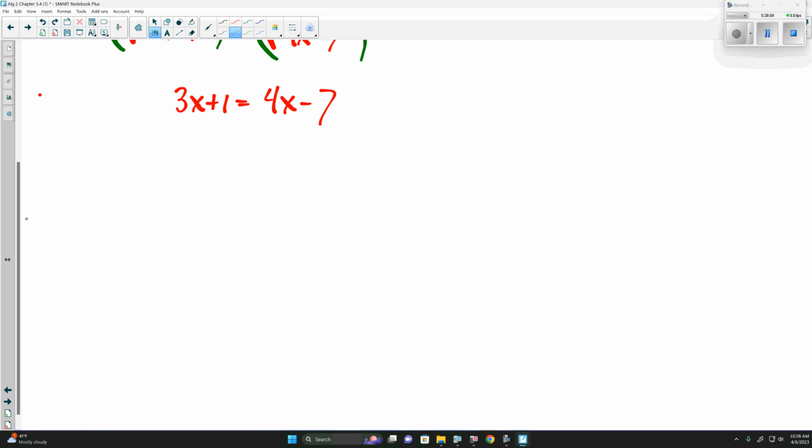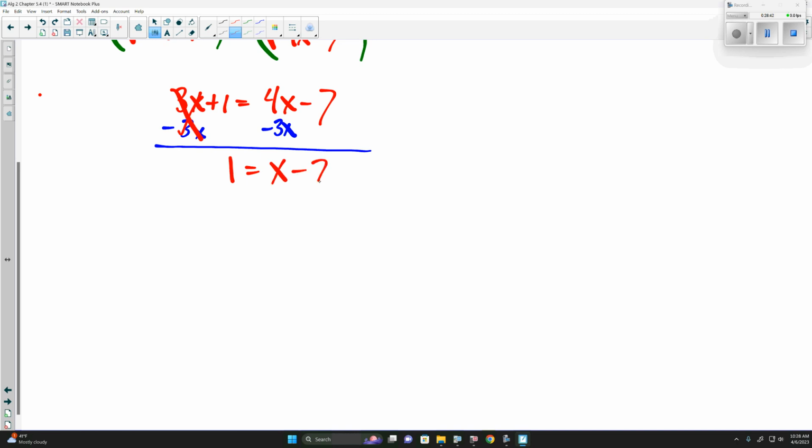Now at this point here, we need to get x by itself. So what can we do first? Minus 3x. Most likely, I think that's a good step, because if we'd have subtracted 4x, we would have gotten negative x instead of positive x. Here, these become 0, giving us 1 is equal to 4x minus 3x, which is x minus 7.